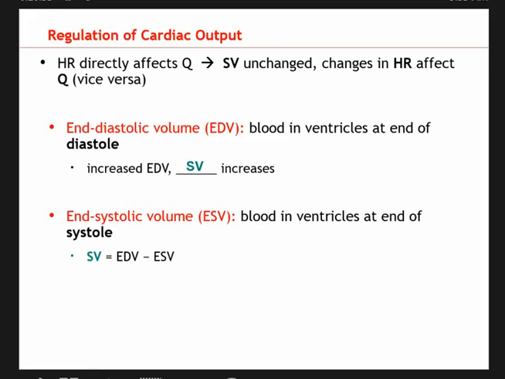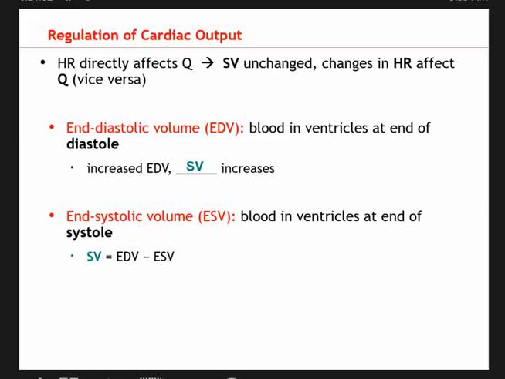Another term here is end systolic volume. This is the blood in the ventricles at the end of systole, so this is after the blood has been pumped out. It's kind of like your residual volume. This is what is left over after the heart contracts. Interestingly enough, we don't pump out all of the blood in the ventricles. There's going to be a little bit left over.